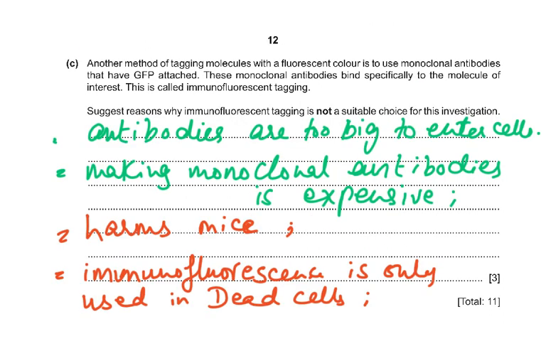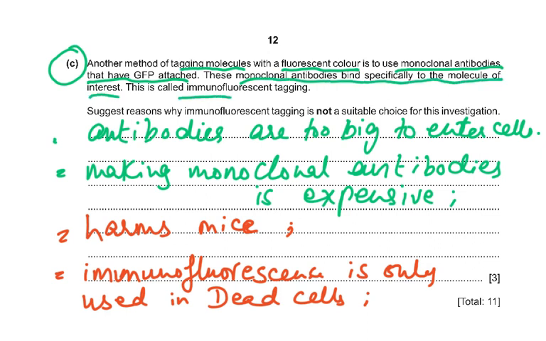We come to the last part of this question, which is the C part. Another method of tagging molecules with a fluorescent color is to use monoclonal antibodies that have GFP attached. These monoclonal antibodies bind specifically to the molecule of interest. This is called immunofluorescence tagging. Suggest reasons why immunofluorescence tagging is not a suitable choice for this investigation. Well, naturally, because antibodies are too big to enter the cell.